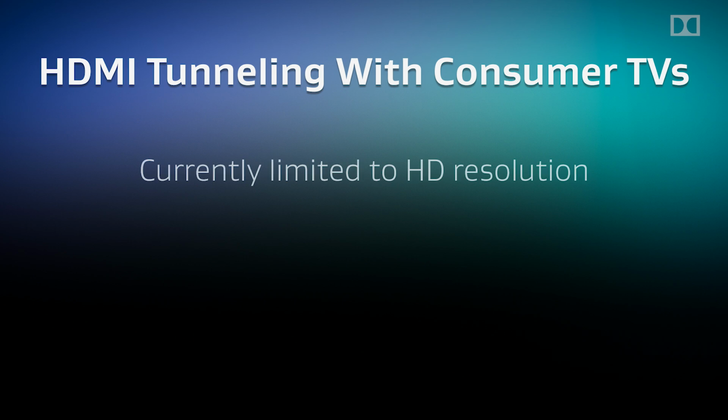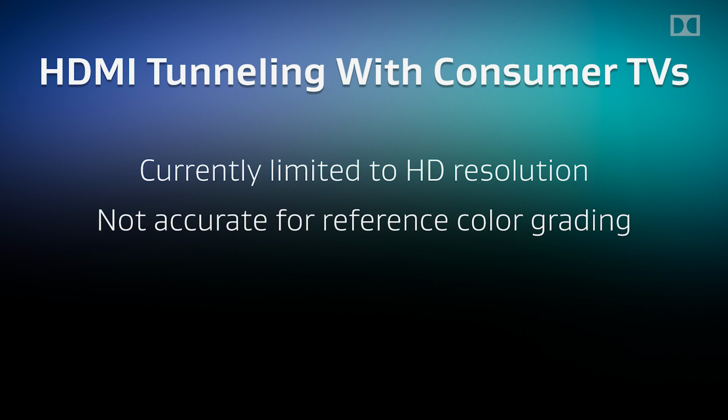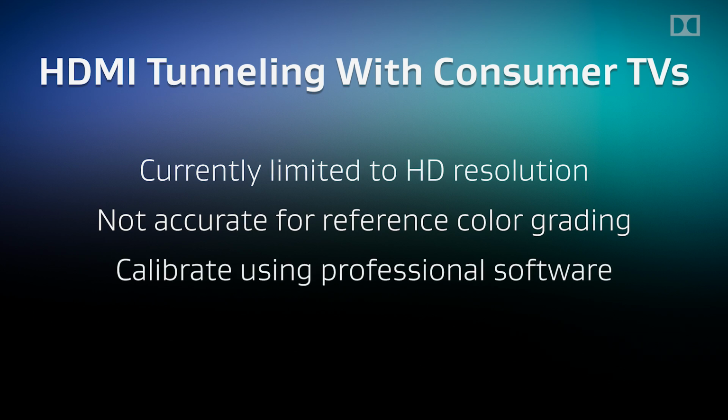Just like Joey mentioned earlier, look out for metadata errors, like out-of-sync metadata causing jumps in brightness mid-shot, or shots that are obviously too dark or too bright. And a few additional things to consider about tunneling is that currently it's limited to HD resolution. And tunneling is not meant as a replacement for proper reference monitoring to view target trims. Dolby recommends that you calibrate your consumer TV using calibration tools like those found in SpectraCal's Calman software. Let me show you how HDMI tunneling works.